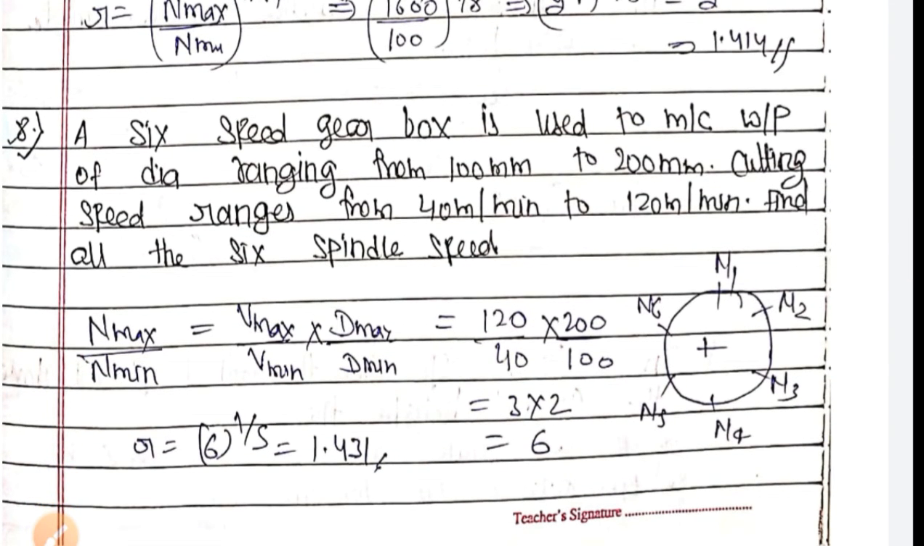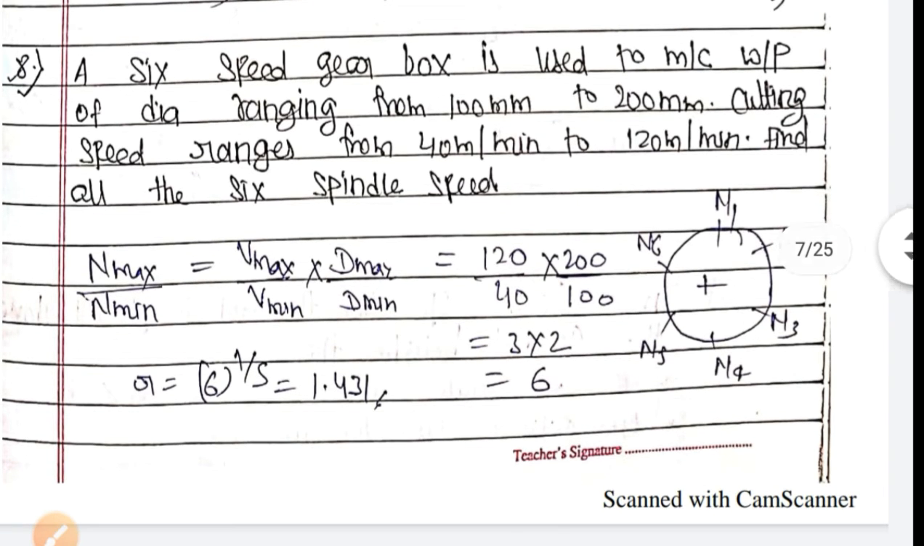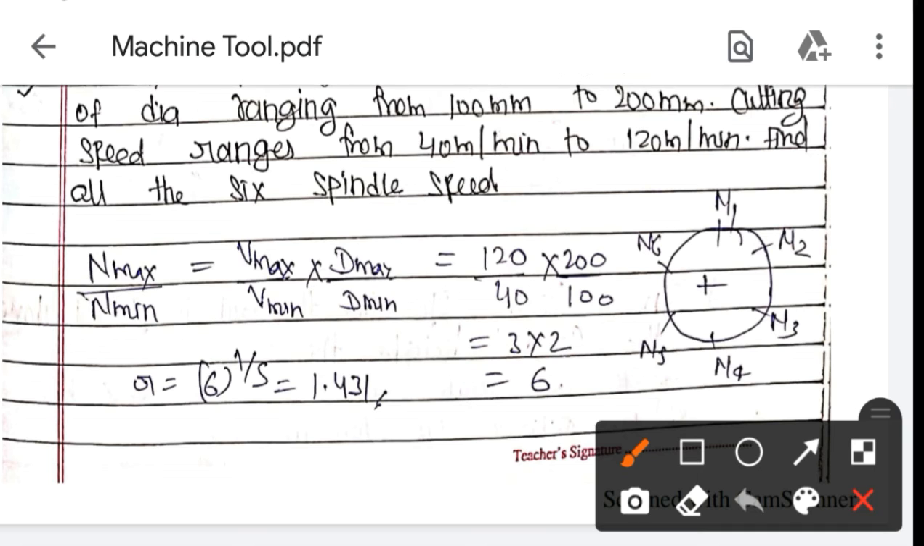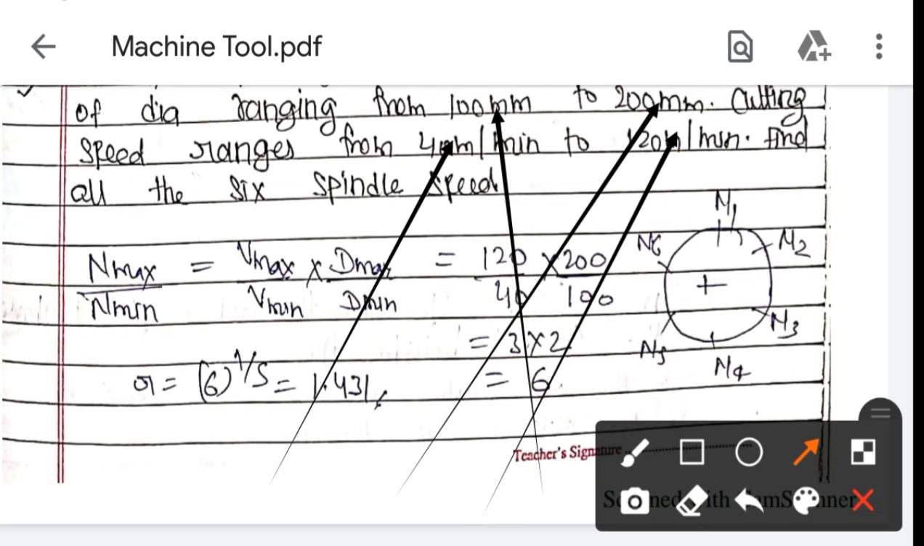One more question we will look at in this topic. The question is: a 6-speed gearbox, meaning n is equal to 6, is used to machine workpieces of diameter ranging from D max, given as 200 mm, to D min, given as 100 mm, with cutting speed ranging from V min, given as 40 meter per minute, to V max, given as 120 meter per minute.